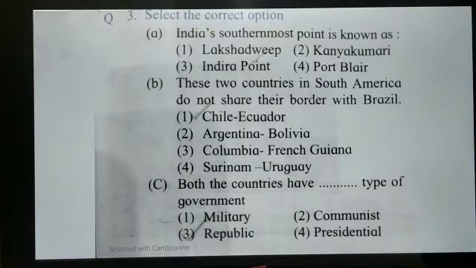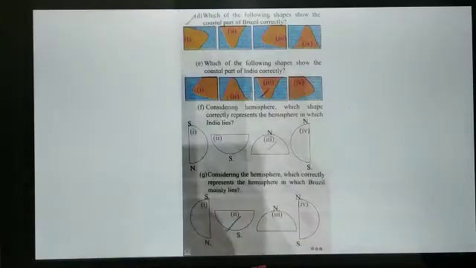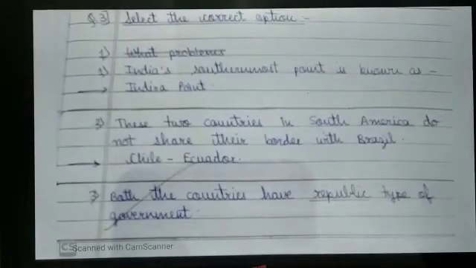Now question number 3, select the correct option. Here questions are given which are there in your textbook. This is an objective question. You are supposed to select the correct option. Now see the answer. You can do it in your textbook itself.